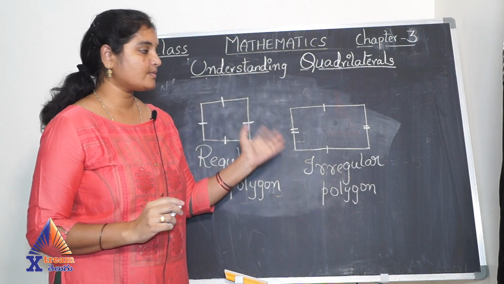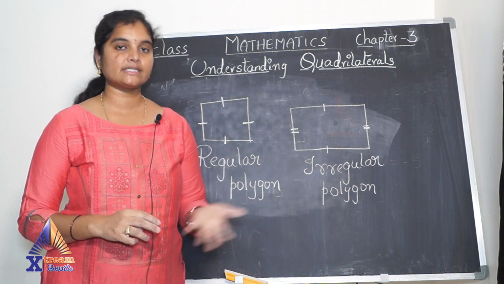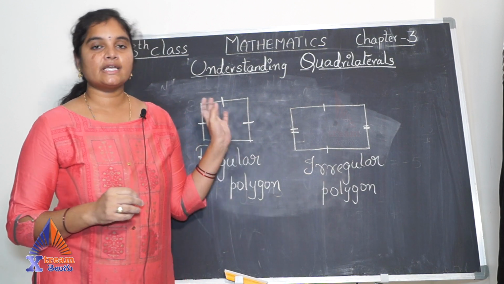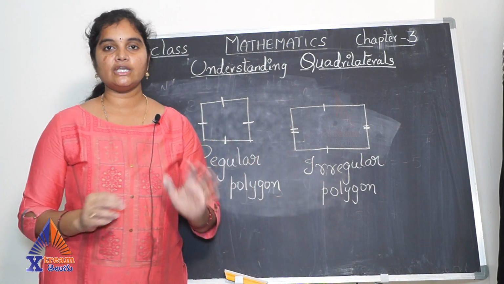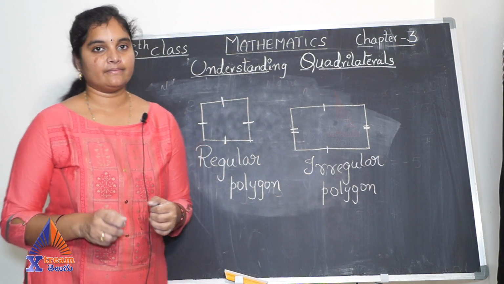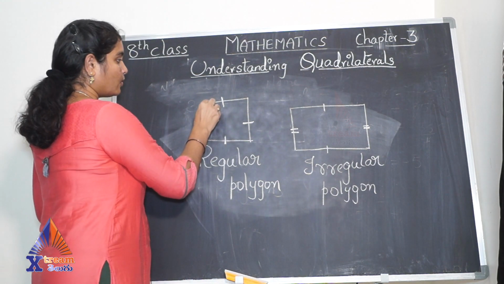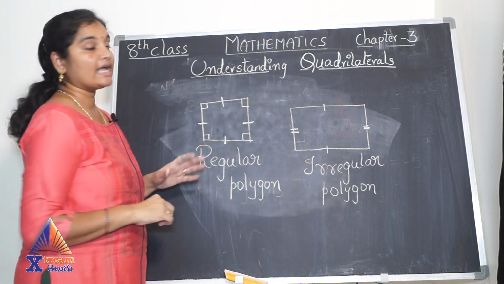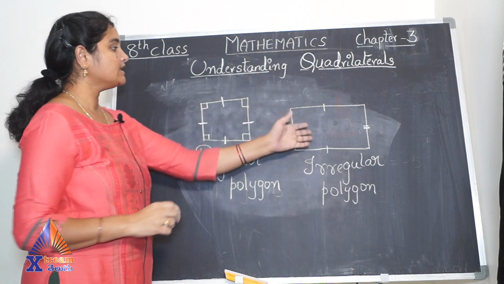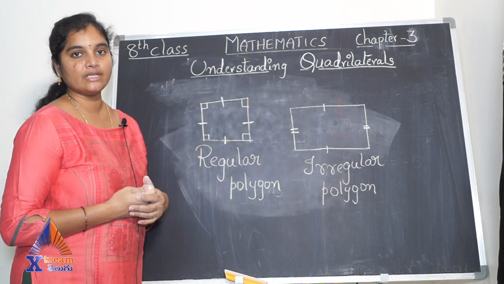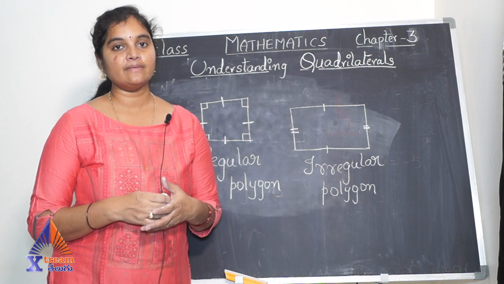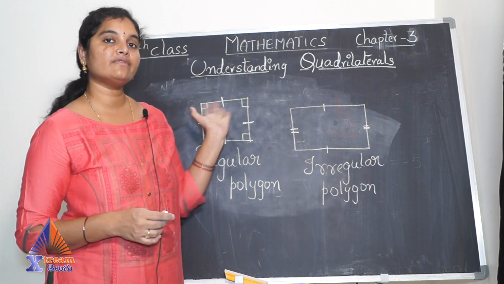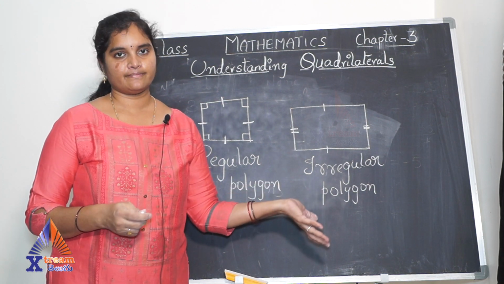Similarly, it applies to any type of polygon, like hexagon, decagon, octagon, anything. If all the sides are equal, you call it a regular polygon. If all the sides are not equal, you call it an irregular polygon. Now if all the sides are equal, what happens to the angles? Even the angles are the same. Of course in these two pictures the angles are 90 degrees only, but in other polygons, a few regular polygons will have all angles equal, a few may not.